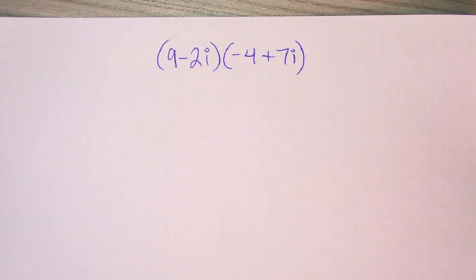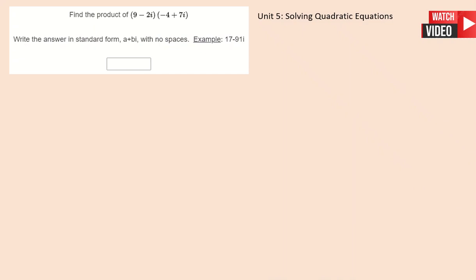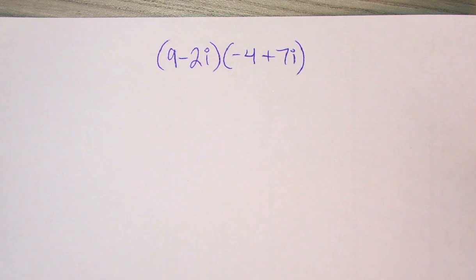In this question, you're being asked to find the product of these two binomials of complex numbers multiplying with each other. And the answer has to be in standard form, real number plus imaginary number. So let's go ahead and practice that.